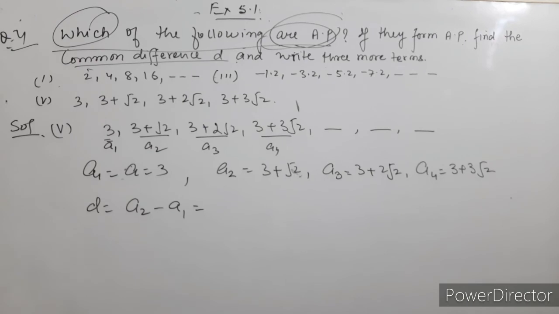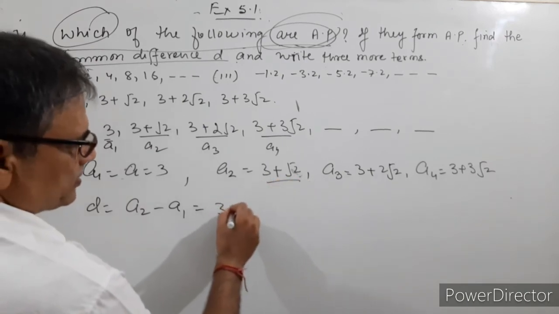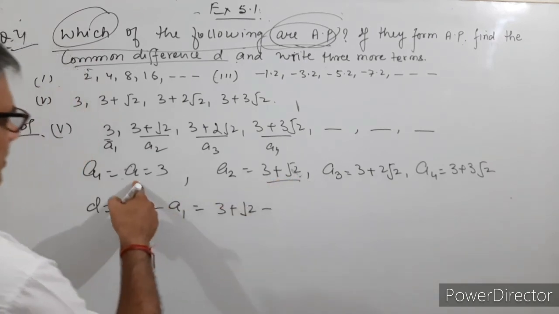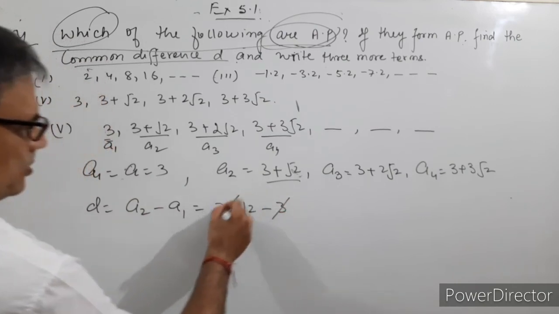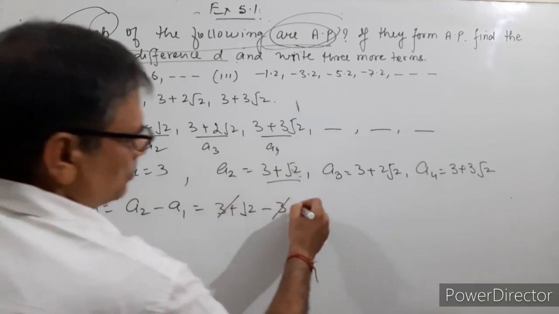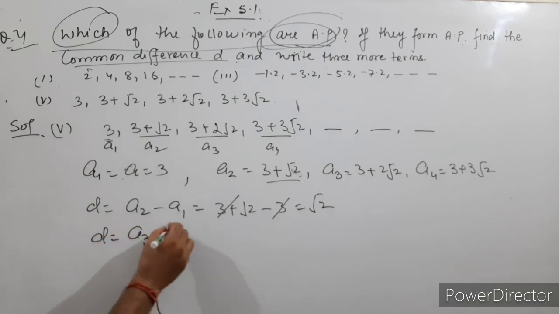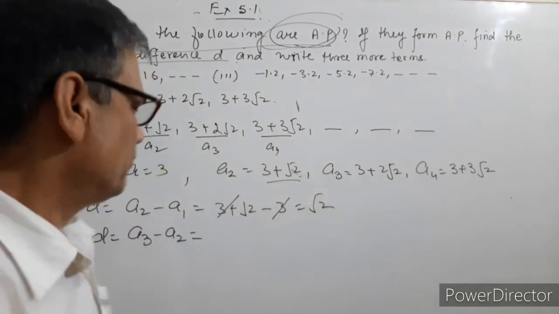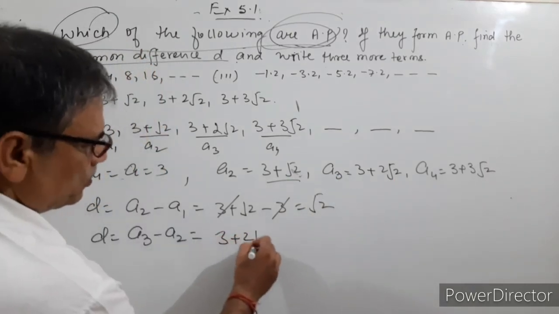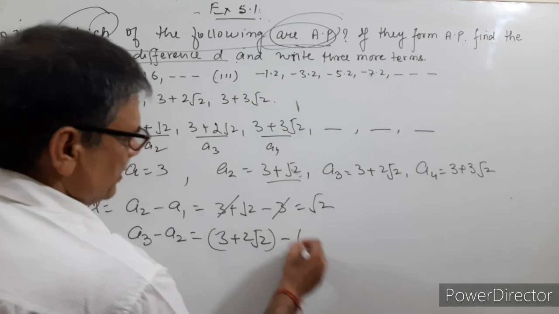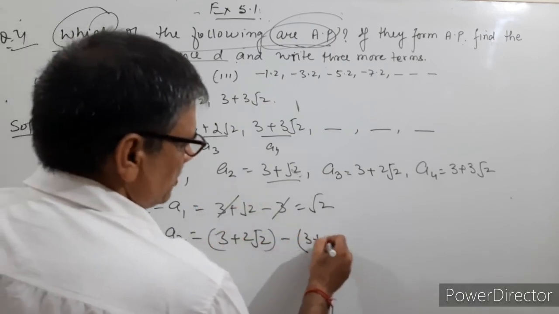What is A2? This is your A2. 3 plus root 2 minus, what is A1? 3, this 3 will cut. What is left? Root 2. And D again is A3 minus A2. What is A3? Here is A3, 3 plus 2 root 2. Bracket minus, what is A2? Here is 3 plus root 2.